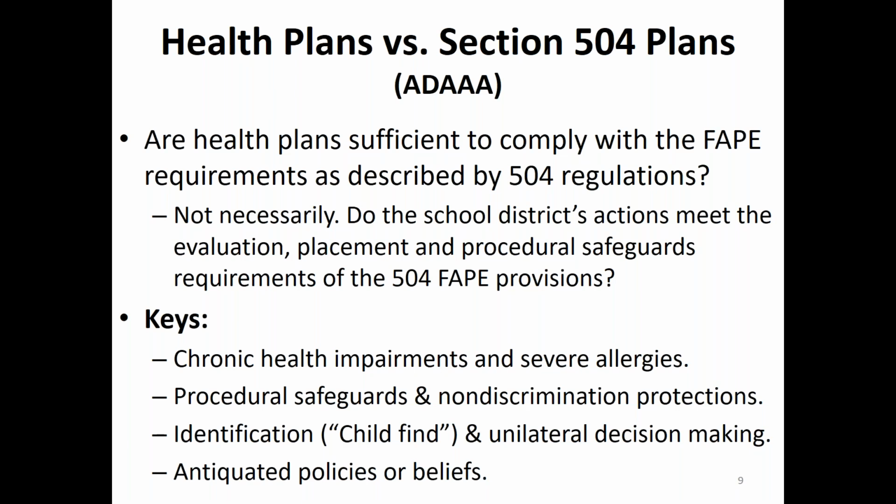One of the reasons the 504 is preferable is because the 504 provides procedural safeguards, which is another term for parent and student rights and responsibilities. It also contains non-discrimination protections, which allow parents remedies in the district, at the state level, or at the federal government level. What a 504 also does is it requires school districts to engage in child find and identify students. And the 504 process eliminates unilateral decision making because it's a team of individuals that are looking at the circumstance.